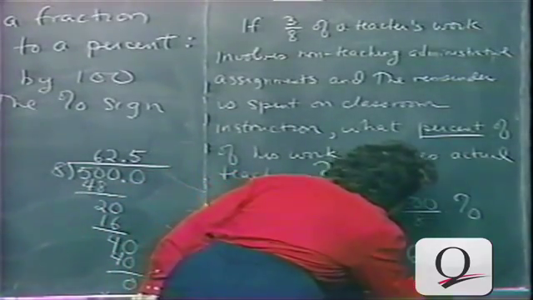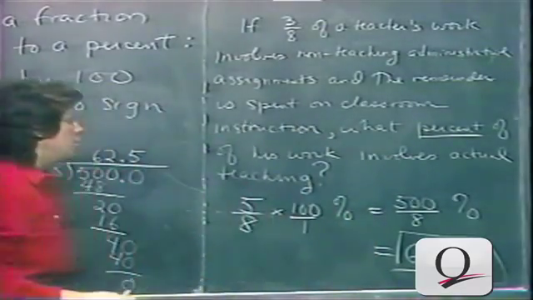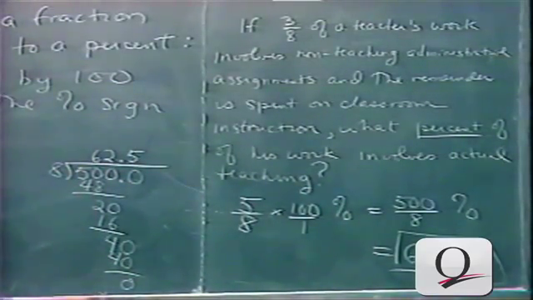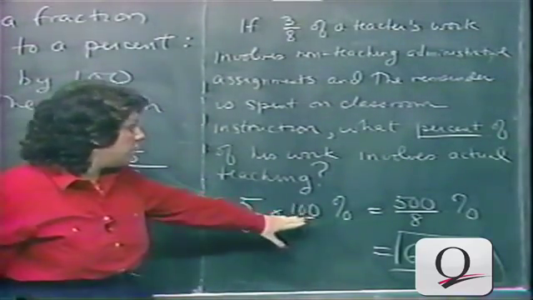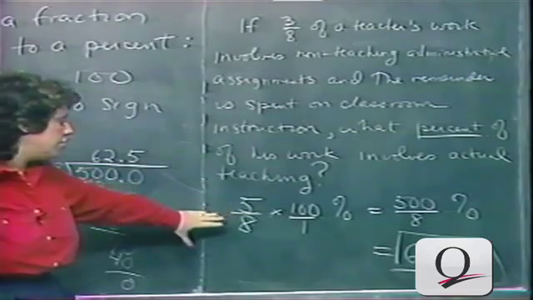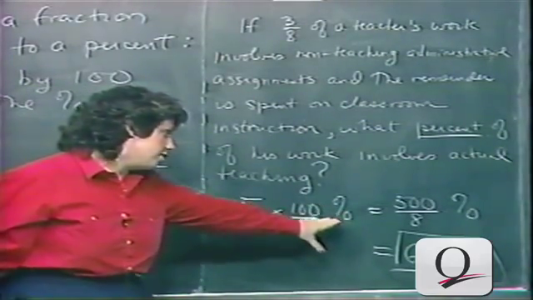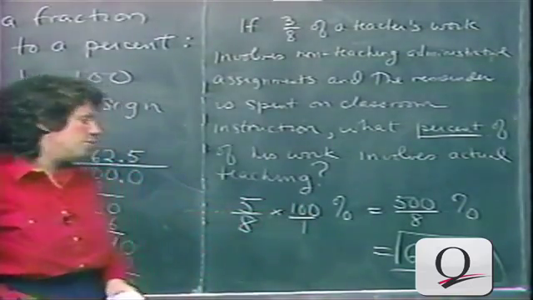So we get, for an answer here, 62.5%. 3/8 of the time the teacher was out of the classroom. The remainder of the time, the 5/8 of the time, he was spending on actual instruction. To change it to a percent, we multiplied by 100 and added the percent sign, giving us 500 over 8%, or 62.5%.